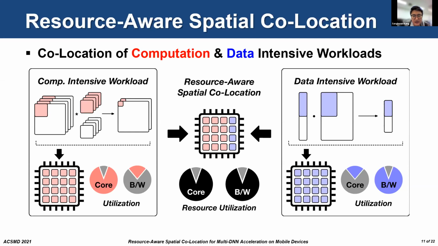In order to achieve high utilization of both core and memory bandwidth, spatial collocation of different workloads is proposed. With the majority of cores allocated to the computation-intensive workload and the rest allocated to the memory-intensive workload, the two workloads can share the external bandwidth. As a result, the heterogeneous workloads can compensate each other's bottleneck, achieving high resource utilization.